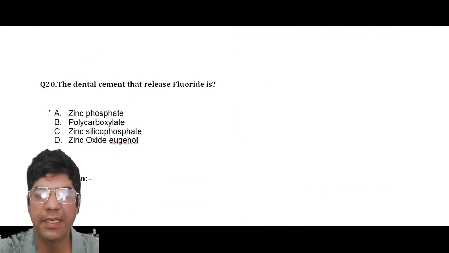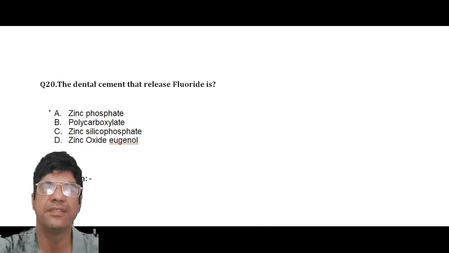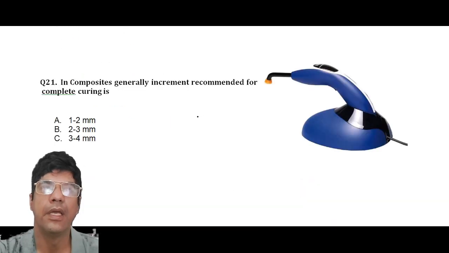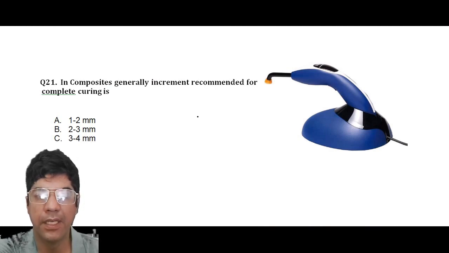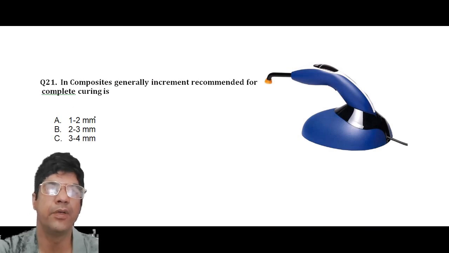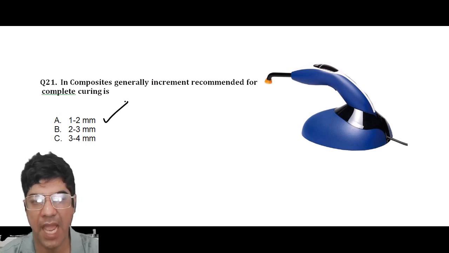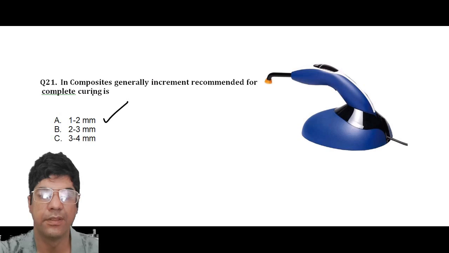The dental cement that releases fluoride is zinc silicophosphate. In composite, what increment is recommended for complete curing? The answer is 1 to 2 mm. So it is recommended to cure composite in 1 to 2 mm increments that allow for effective light penetration and curing through the material, ensuring proper polymerization and bond strength.